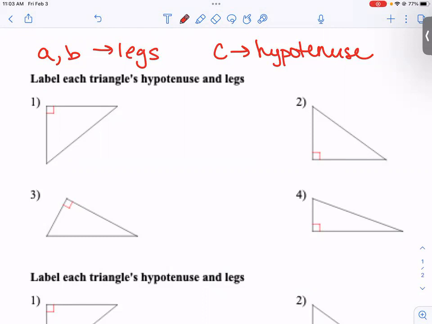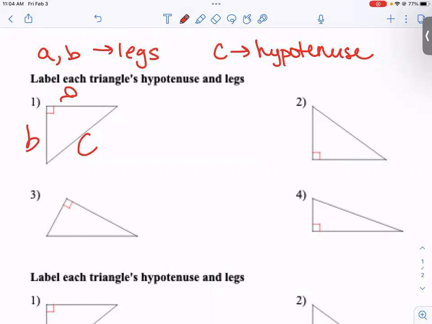Number 1, label A, B, and C. Can I have a different color? No, just Miss Holman, I know you heard that. That was so rude. All right.